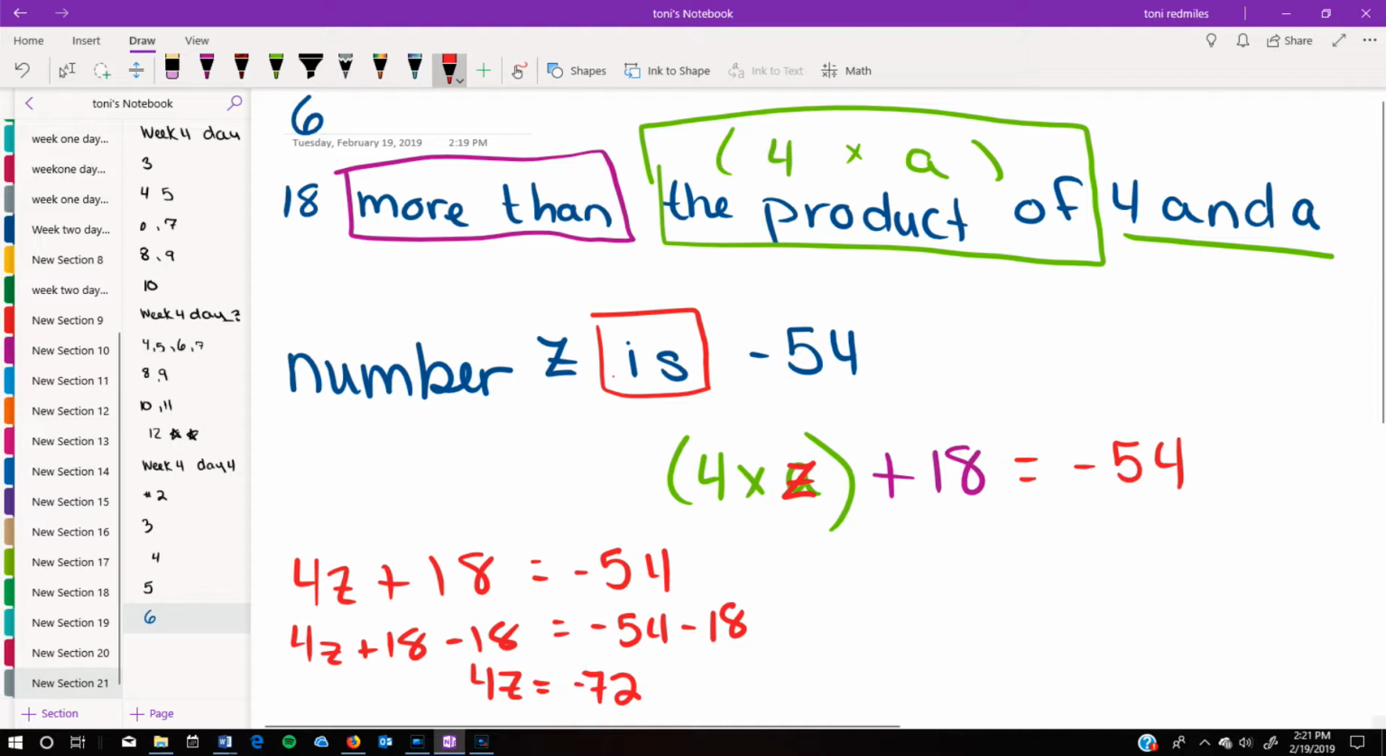I get a negative 72. All right, so how many times can 4 go into negative 72? I know it's going to be a negative answer, and the answer is going to be negative 18.